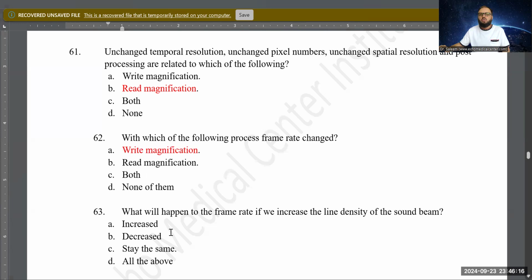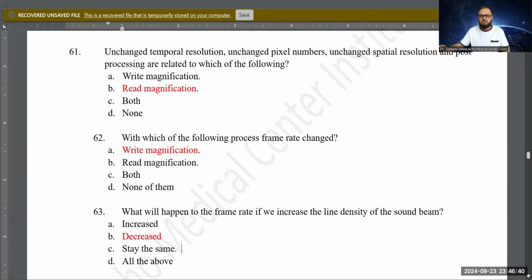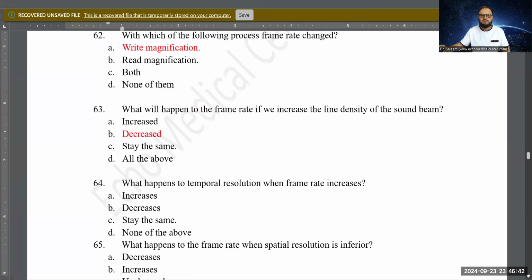Okay. What will happen to the frame rate if we increase the line density of the sound beam? You know, you can have less line density. Now, if you increase, you can make it more line density in a picture. What happened to the frame rate? What do you think? Absolutely, there will be more load on the machine, and the answer is the frame rate will decrease. That is absolutely correct. Okay, next question.